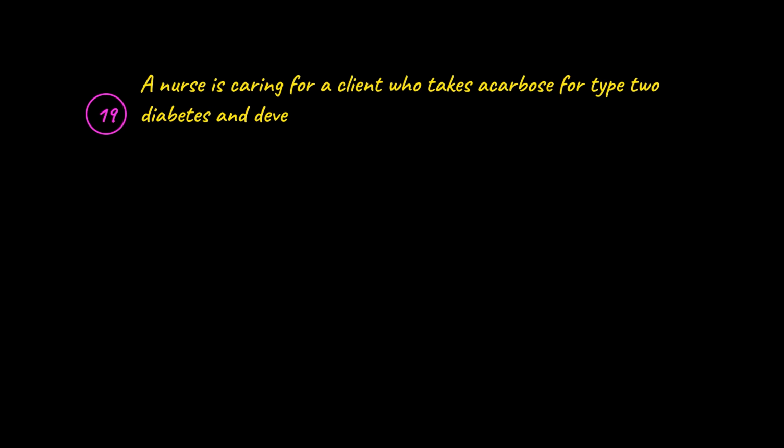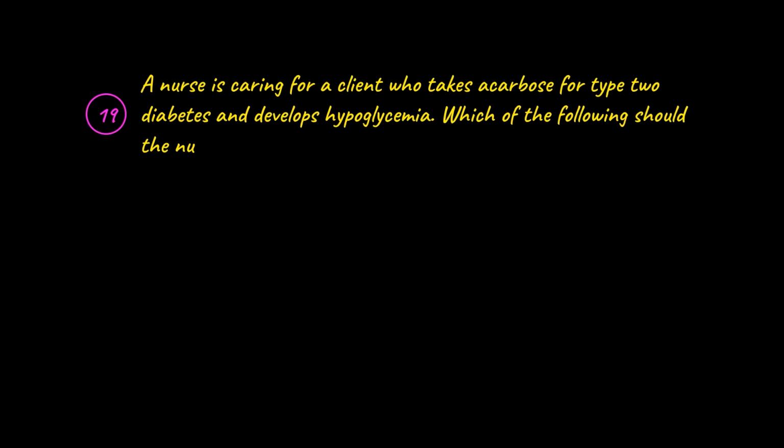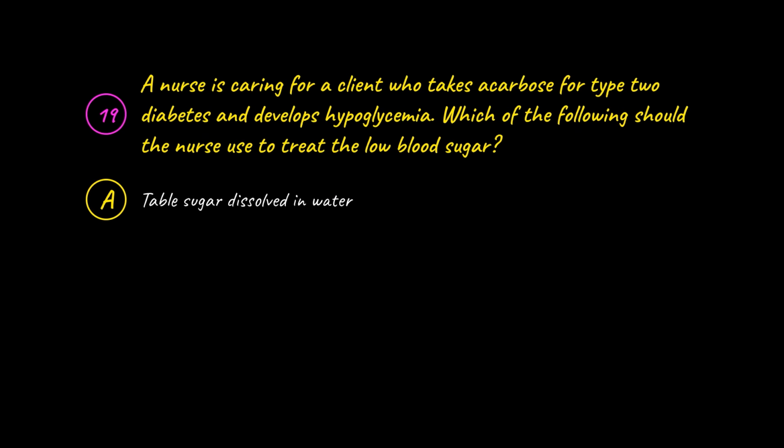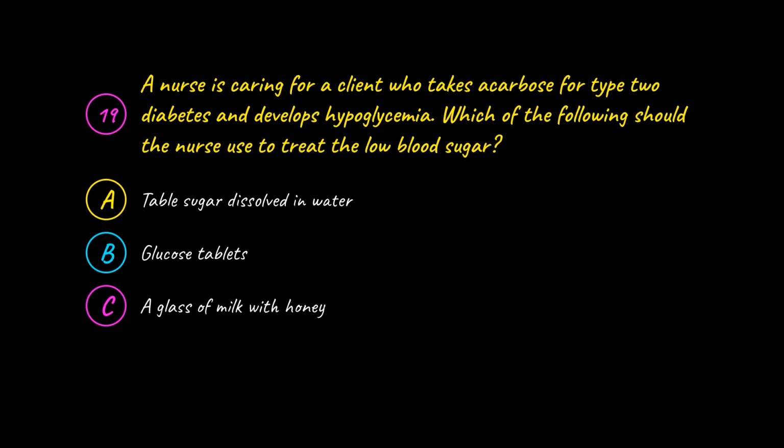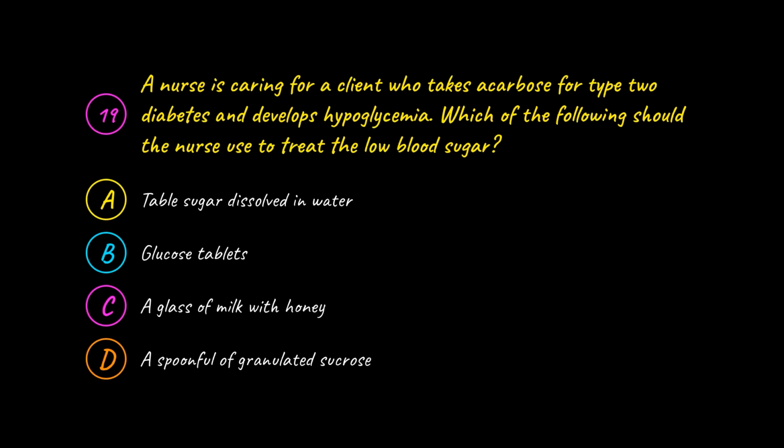Question 19. A nurse is caring for a client who takes acarbose for type 2 diabetes and develops hypoglycemia. Which of the following should the nurse use to treat the low blood sugar? Your options are A, table sugar dissolved in water, B, glucose tablets, C, a glass of milk with honey, D, a spoonful of granulated sucrose. Before I reveal it, which one do you think is right?